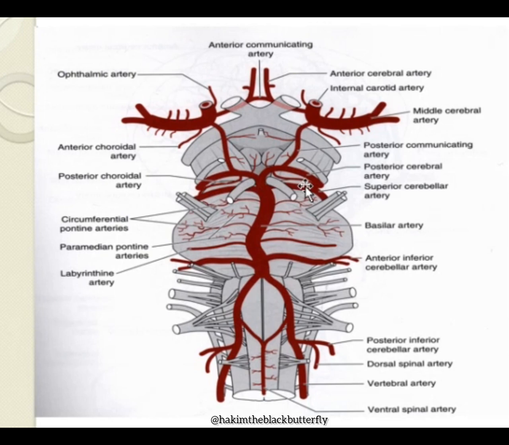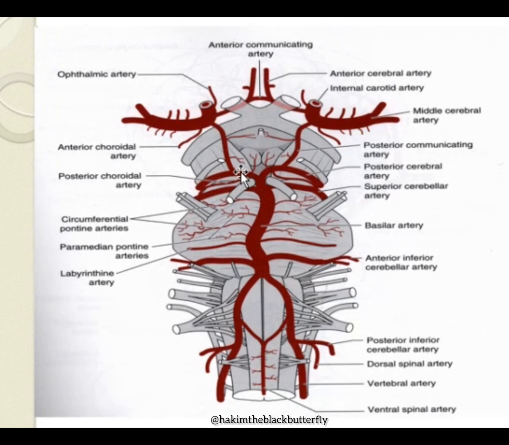After giving off the superior cerebellar artery, the pontine or the basilar artery will finally bifurcate. It will finally bifurcate in the region of the midbrain, and at its final bifurcation, it gives off these posterior cerebral arteries. So the basilar artery finally terminates by bifurcating into the posterior cerebral arteries.